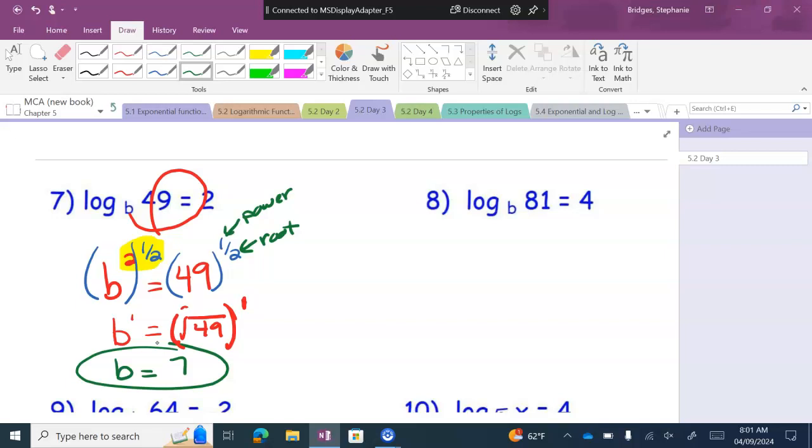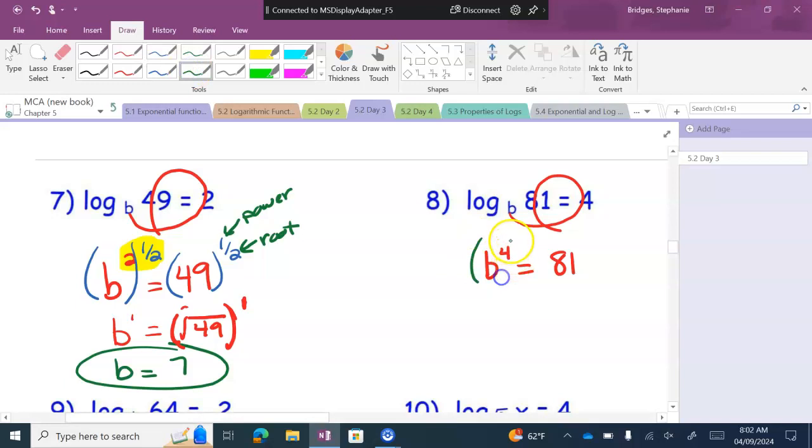What would this be exponentially? B to the 4th equals 81. Again, is it okay if I just undo the 4th power by taking the 4th root? Yes, that is the same thing as the reciprocal. We just need to understand that if that exponent on that base was something other than a whole number, we would need to then raise it to the reciprocal power. So I'm going to continue with that just to stay consistent.